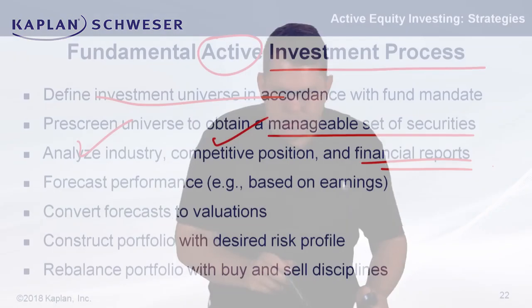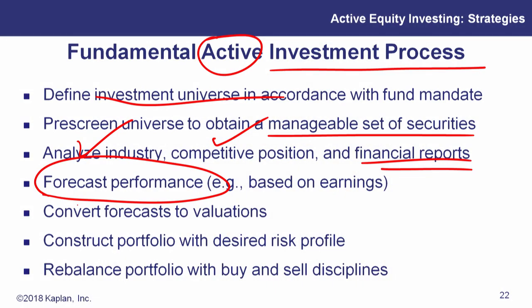Okay, and then the next thing you've got to do, you're going to have to forecast performance. Is this stock undervalued or overvalued? So again, you're going to convert these forecast evaluations, and then you're going to build this portfolio with your desired risk factor. Whether it's factor or beta, whatever it is that you're looking for, you're going to build that portfolio.